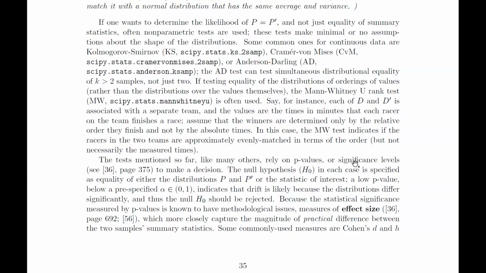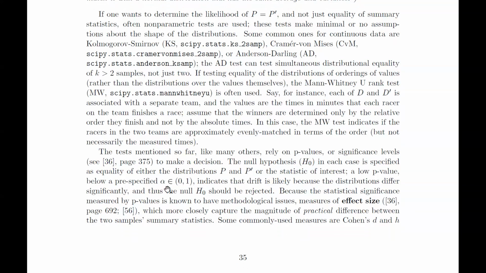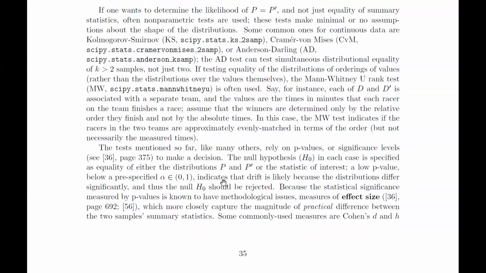I'm sure you're all familiar with them. You have some kind of null hypothesis. Basically, in each case, it's that the distributions are the same, and you have an alternative, which is that they're different. So either the means are the same or they're different, or the variance is the same or different. And then this p-value, if it's low, it means you reject the null. If a p-value is low, it means that the data is unlikely to support the null hypothesis, and therefore you reject it.